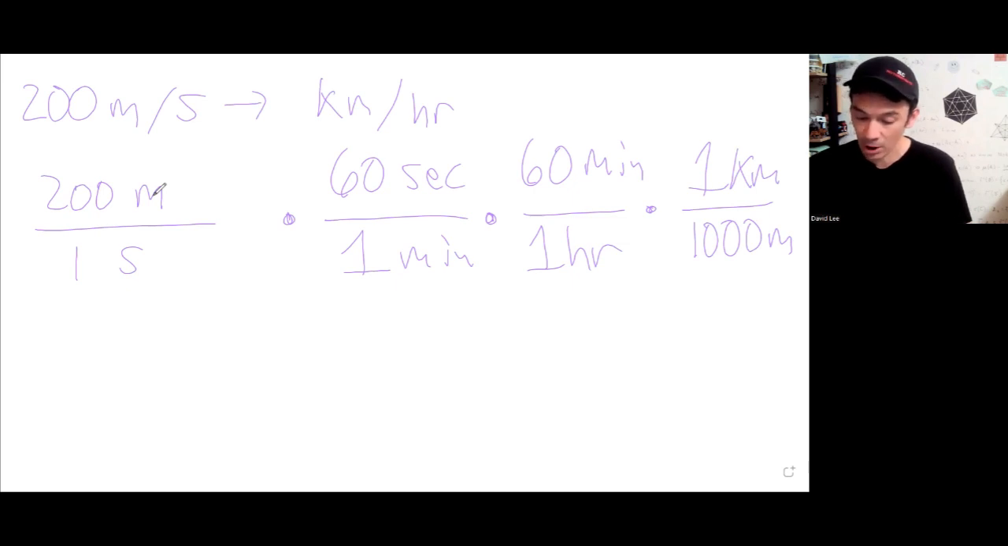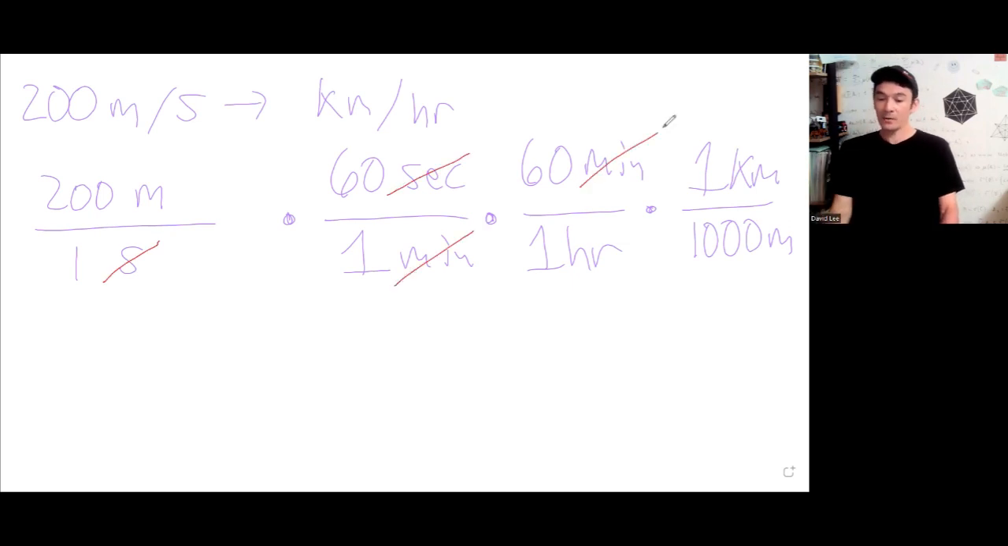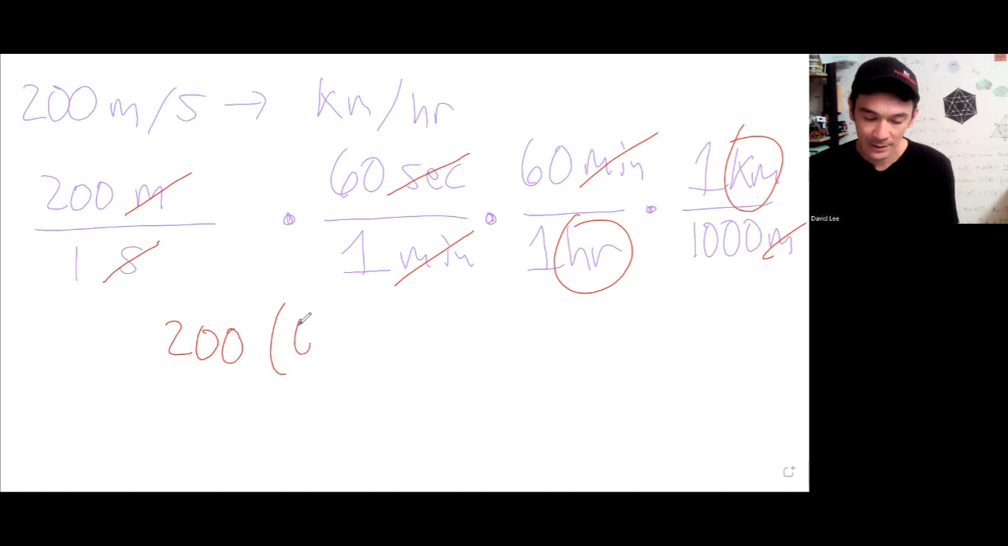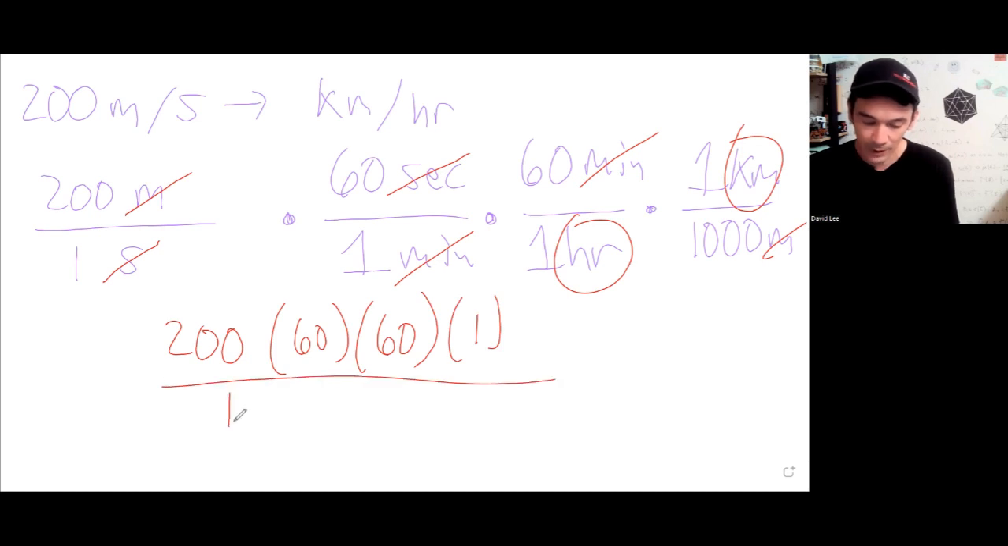So now, here in a different color, we can do the fun part, which is when seconds cancels with seconds, minutes cancels with minutes, and what else goes away? Meters cancels with meters, so we're left with kilometers per hour, which is what you want. The only thing you have to do on a calculator is go 200 times 60 times 60 times 1 over 1 times 1 times 1 times 1,000. And the final answer would be 720 kilometers per hour. Final answer.